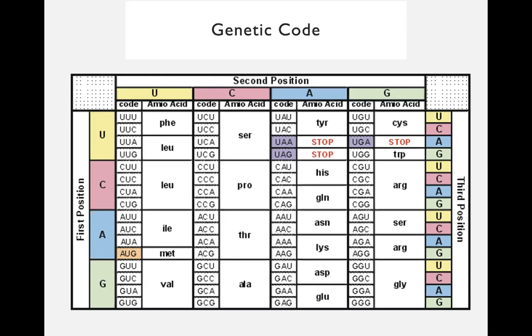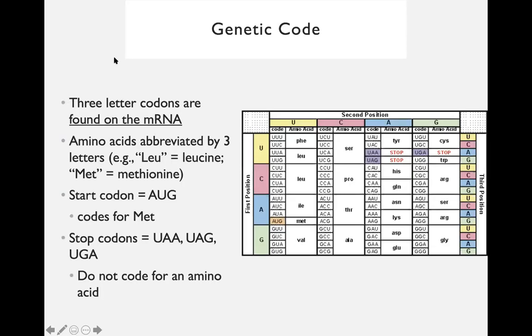You find the first letter, you find the second letter, you find the third letter, figure out where all those intersect, and you can figure out what amino acid is going to be coded for. It's really important to remember that these 3-letter codons that we're talking about when we're reading this is from the mRNA. We're not talking about the tRNA, which has the anticodon. This code is on the mRNA.